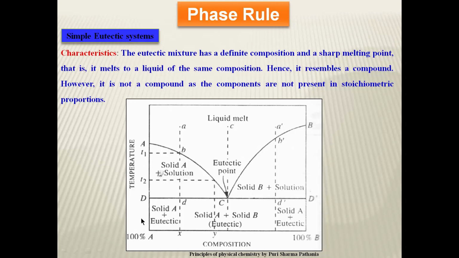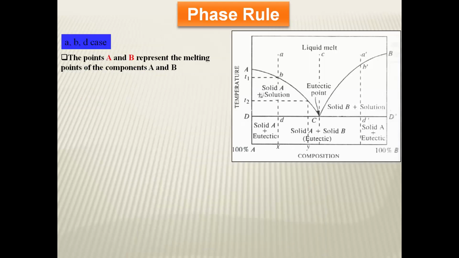Now we'll proceed further to understand what actually happens when we add A to B or B to A to form eutectic mixtures. Now let's take this one by one. I'll be taking up, as I've written, the ABD case. This ABD case is the actual case, and it will help you understand how this is being done.